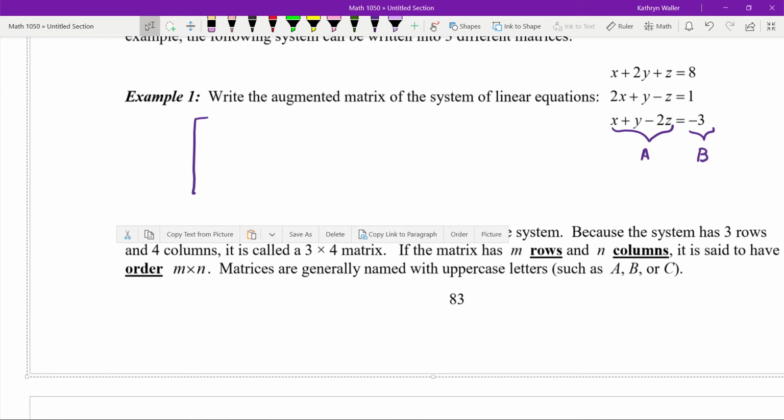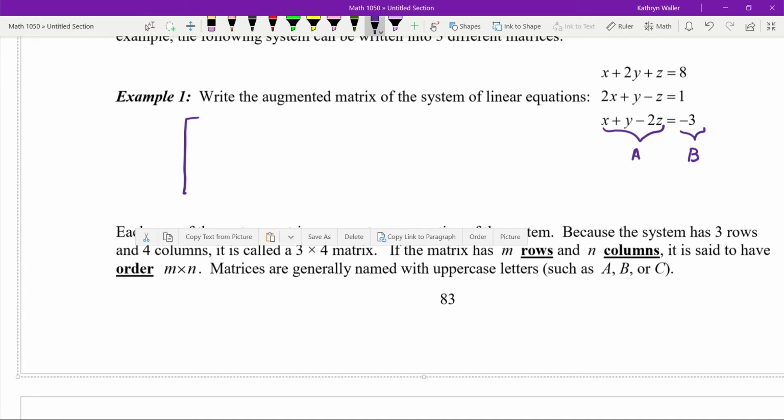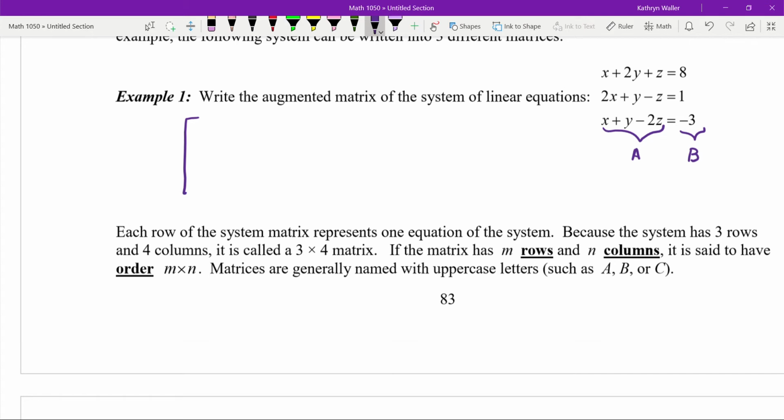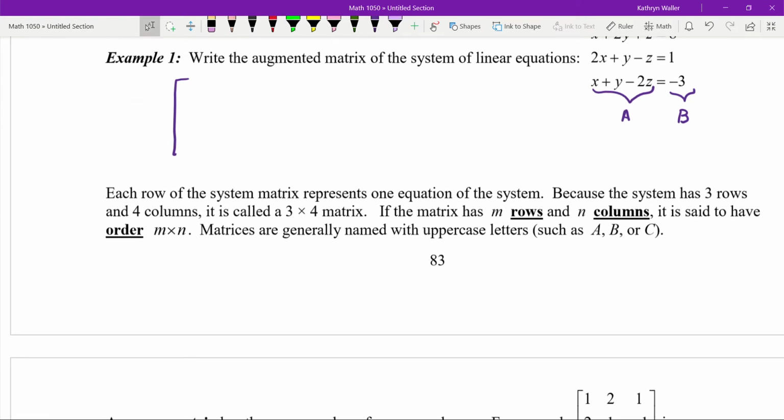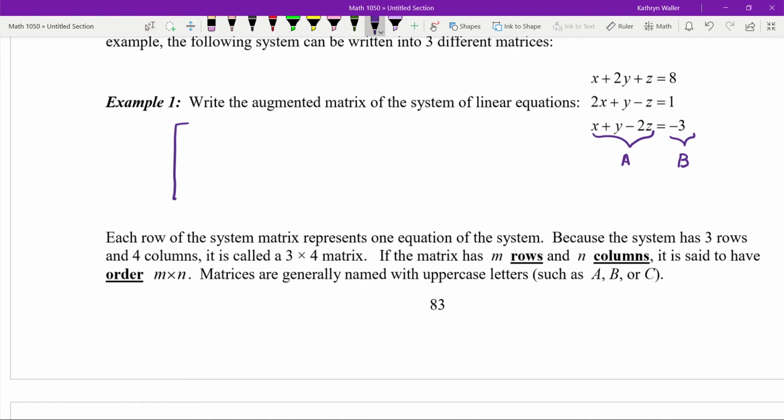And do you see in front of all the variables, those coefficients? You just write down those coefficients, okay? So in front of the x, you have a 1. Sorry, I'm having pen issues right now. This is not what we need. Okay, so in front of the x, I have a 1. In front of the y, we have a 2. In front of the z, we have a 1.